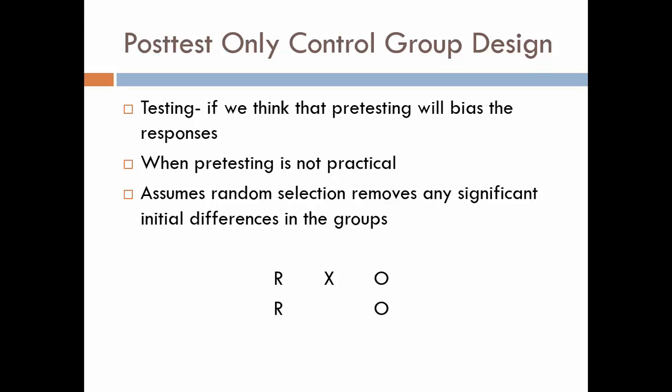So again, we do random selection to remove any significant differences in the groups. So we randomly select people to group 1 and group 2. On the bottom you'll see that notation again. The R's are the different groups. There's no O1, so nobody got a pretest. There's an X, so the first group got the intervention. And then there's just an O because we're only doing one test after. So we're doing a post-test only. And then we're looking to see if there's a significant difference in the anxiety level between the two groups, if we're testing for anxiety.